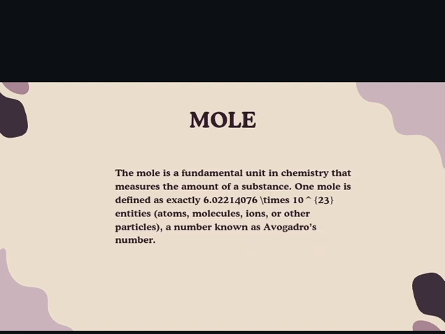The mole. The mole is a fundamental unit in chemistry that measures the amount of substance. 1 mole is defined as exactly 6.02214076 times 10 raised to 23 entities, such as atoms, molecules, ions, or other particles, a number known as Avogadro's number. The mole is a unit of measurement that is the amount of pure substance containing the same number of chemical units.